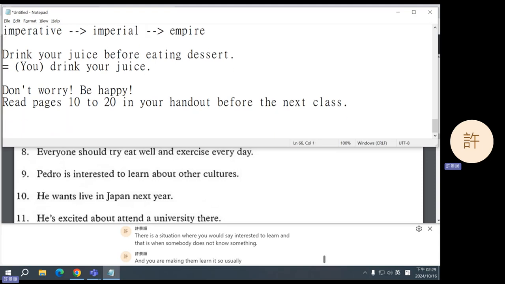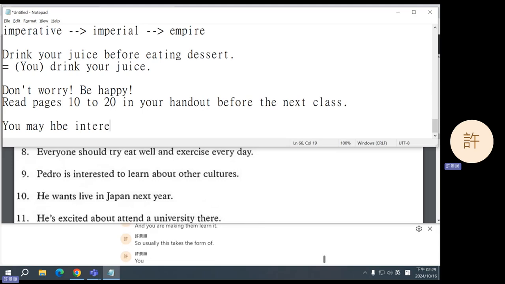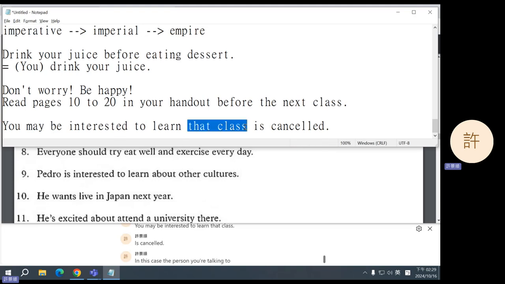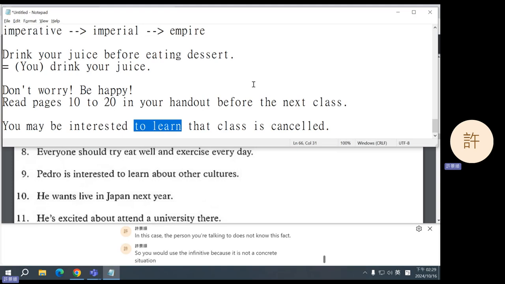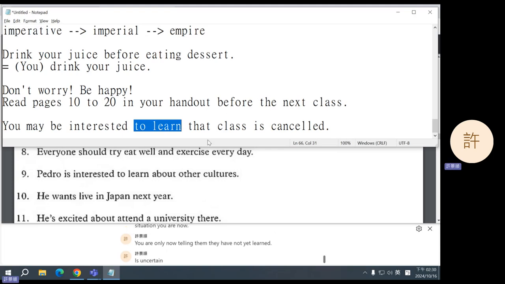So usually this takes the form of you may be interested to learn that class is canceled. In this case, the person you're talking to does not know this fact. So you would use the infinitive because it is not a concrete situation. You are only now telling them. They have not yet learned. It is uncertain. But in this case, Pedro's interest is very certain. This is a description of something that has already happened or that already exists. So it should be the gerund, learning. And if it's not a verb, then we don't use to, we use in. You're interested in something. So Pedro is interested in learning about other cultures.